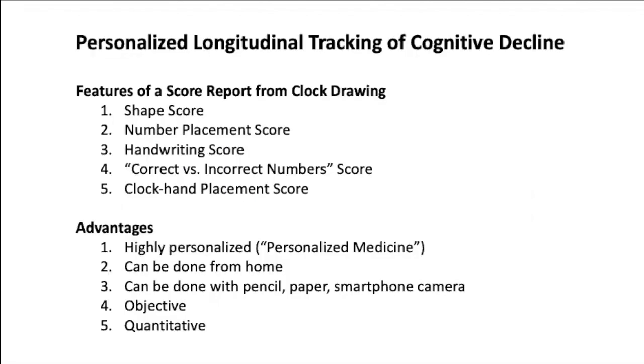In summary, our software is great for objectively measuring clock features in the clock drawing test. We will create a score report that contains a shape score, a number placement score, and a handwriting score. We'll also include scores explaining whether the correct numbers were written and whether the clock hands were drawn correctly. The advantages of our software are that we can provide personalized tracking on a monthly basis. Clock drawing tests can be done from the comfort of the patient's home and require only a pencil, paper, and smartphone camera. Our score reports are objective and quantitative, allowing us to graph a patient's performance over time. This will be helpful to psychiatrists, psychologists, and the patient's caretakers.